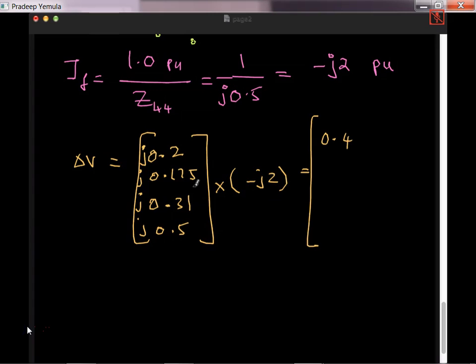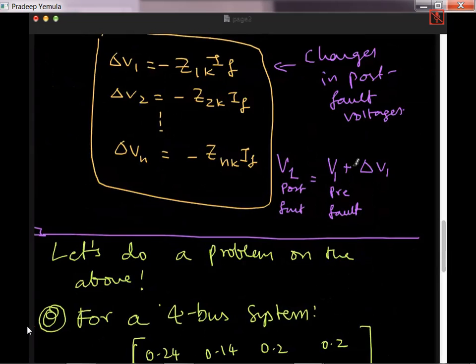And then 2 into 0.175 is 0.35. And then 0.31 into 2 is 0.62. And then 0.5 into 2 is 1.0. So these are the delta V's, the change in the voltage. I think here it should be a minus sign.